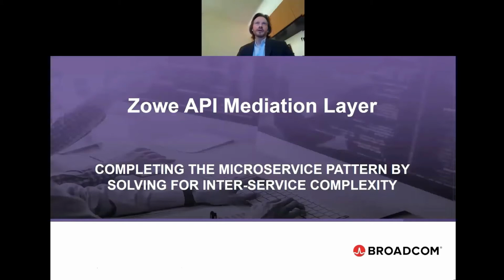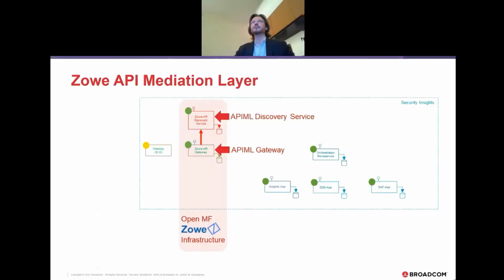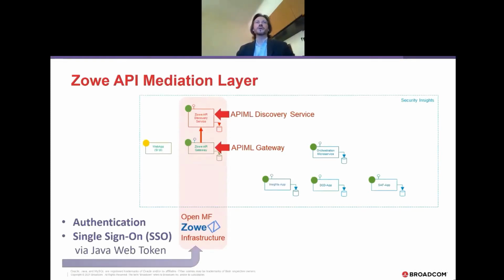The Zowe API Mediation Layer comes into the story by completing the microservice pattern. It solves for the inter-service complexity that might otherwise be inherent when you separate your services into these manageable, maintainable chunks that provide a general grammar. Specifically, it provides the gateway and the discovery service portions of the microservice pattern. And in doing so, it gives us one-stop shopping for authentication and provides us with a single sign-on strategy using a bearer token or JSON Web Token. We'll describe how that works in a moment.